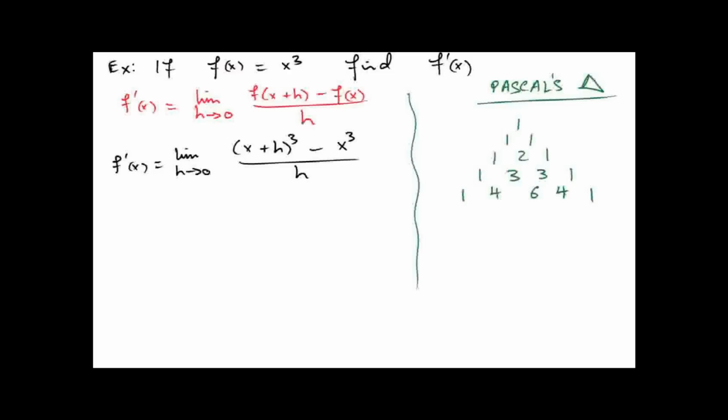Okay? So are we happy with that? 1, 4, 6, 4, 1. What would the next row be? I'm not going to write it down, but what would it be? 1, 5, 10, 10, 5, 1.